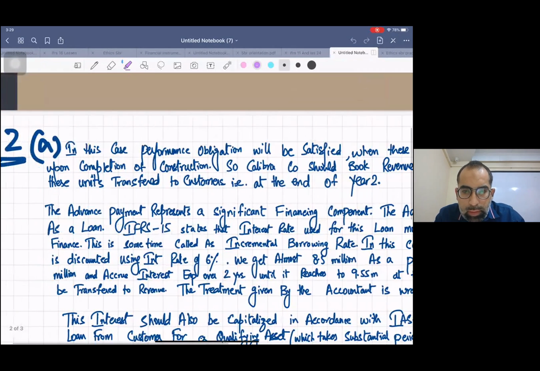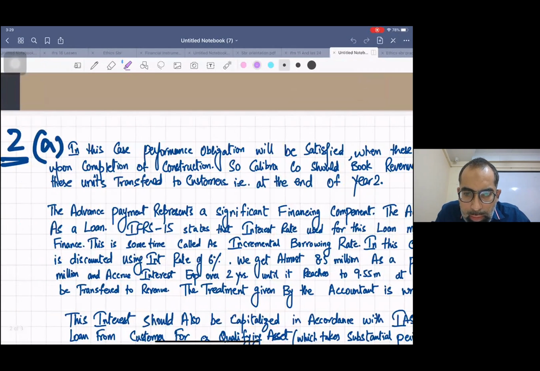There is one question, sir. No, better you don't write 1 year. Somebody's asking, sir, should we write that a qualifying asset is an asset which takes 1 year to complete? No, this is not the wording of IFRS. You better write that a qualifying asset is an asset which takes a substantial period of time to complete. This is the accurate wording, okay?